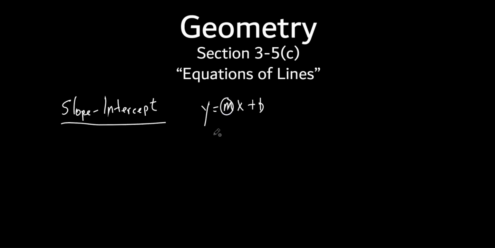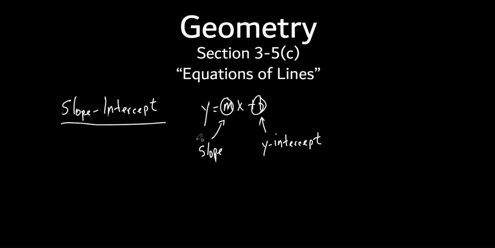What's the m stand for? It's just the slope. Okay, so that's the slope. And what is that b? It's an intercept, but which intercept is it? It's the y-intercept. All right, so that's the y-intercept.